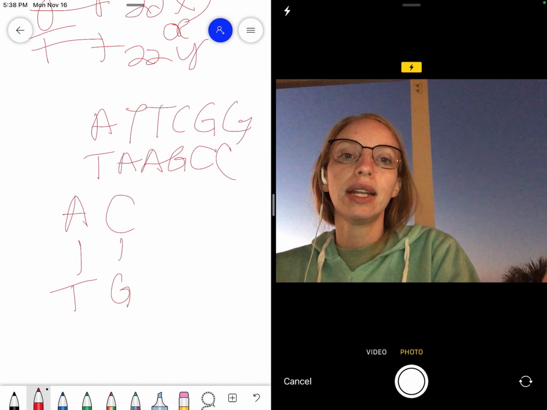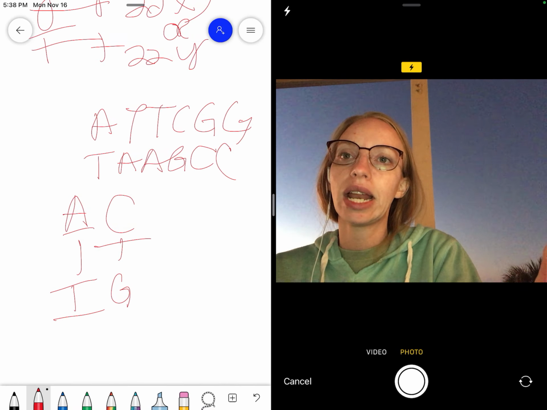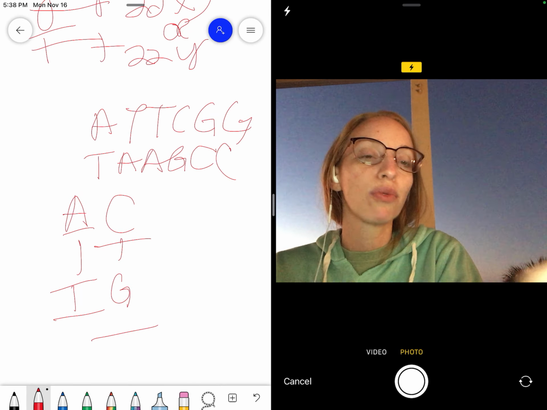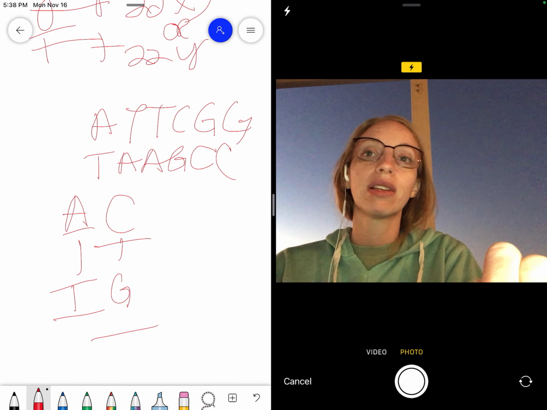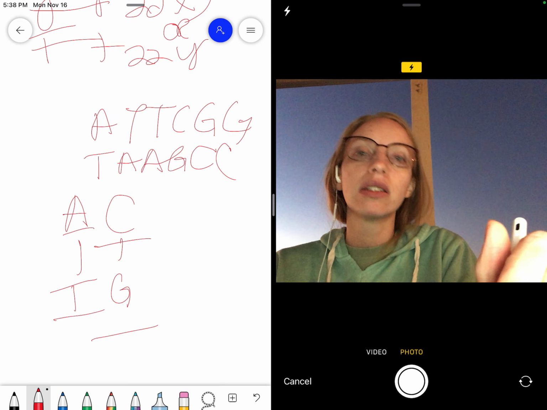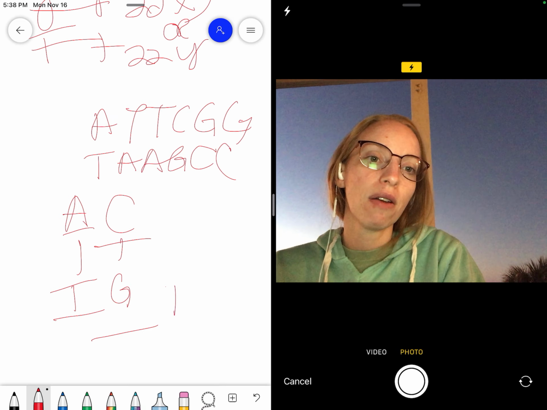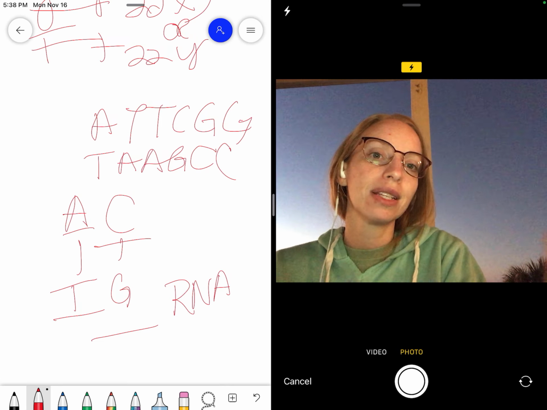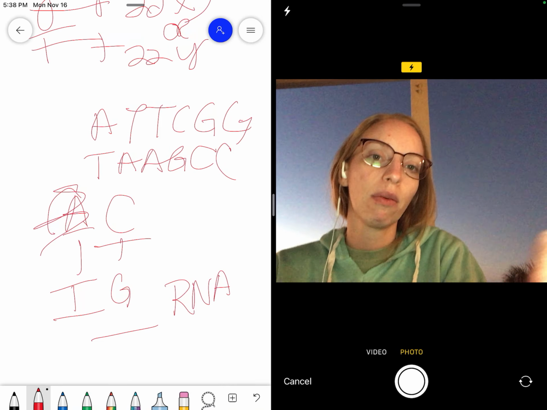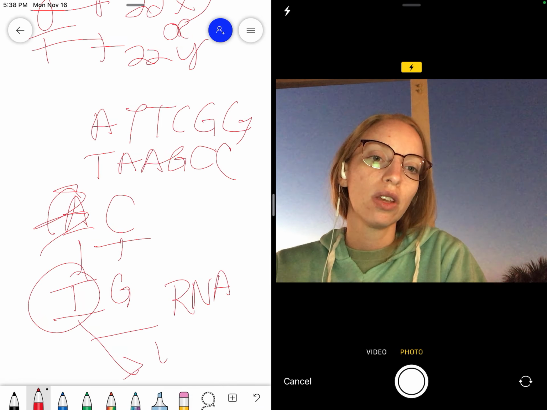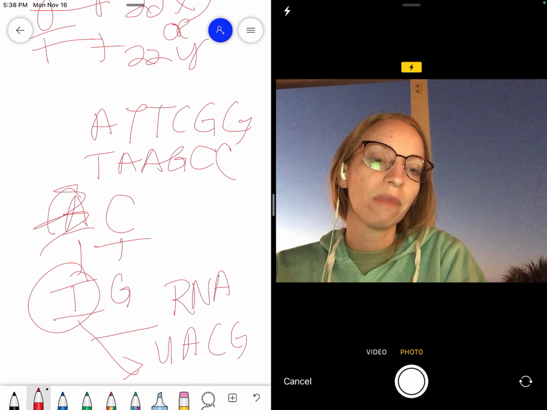And then the last one, DNA has adenine, it has thymine, it has cytosine, it has guanine, it has a deoxyribose part, that's how it gets its name. It also has a phosphate, but it does not have uracil. RNA, hopefully you figured this out by now, replaces the T with a U, so it has U, A, C, G.